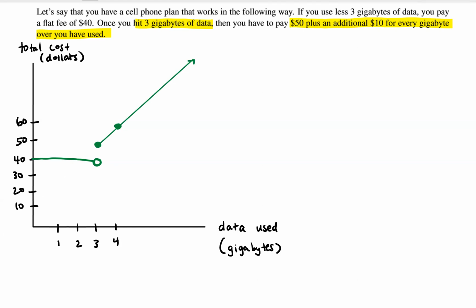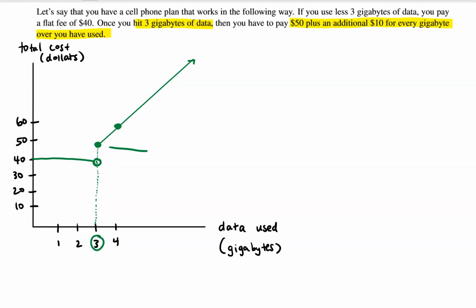So what's the business with open circles and closed circles? Well, I have an open circle here because if I want to read this graph and I want to know how much money I'm spending if I use 3 gigabytes of data, then I find 3 gigabytes on this axis and I go and see where it's going to hit my graph. And there's an open circle there, so it's not going to be $40. I'm going to follow through that open circle until I hit that closed circle.